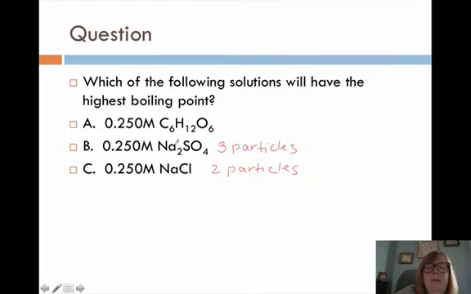The sodium sulfate would be 2 sodiums and 1 sulfate. Do not take apart these polyatomic ions. They're not going to break up. We're going to have sodium ions and we're going to have sulfate ions. So which one do you think would have the highest boiling point? Well, they're all the same concentration. The one that has the most particles, though, would be B. It would have the highest boiling point because it has the most particles in solution.